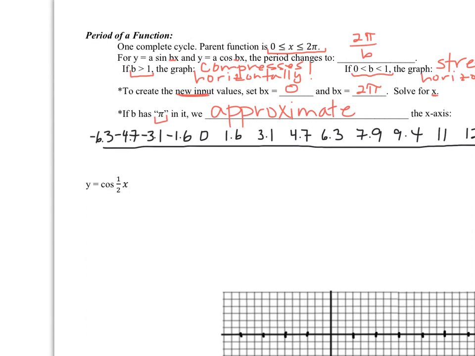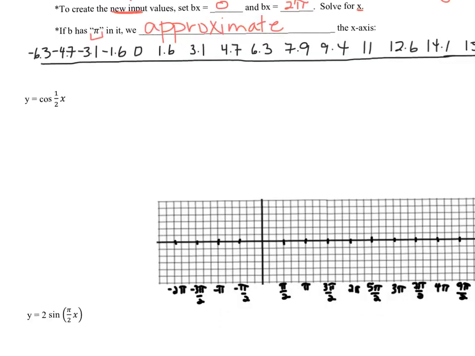So thankfully, we don't have to go too much further on that left-hand side. Now, this is only necessary if b times x has a pi in it already. Otherwise, we don't have to worry about this one at all. All right, let's go ahead and see what this looks like on a sine or cosine function.